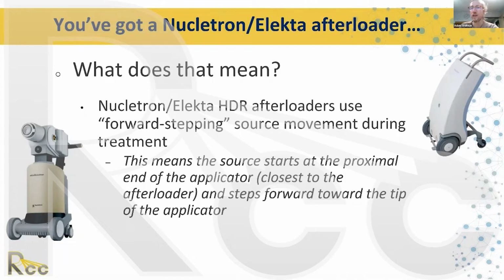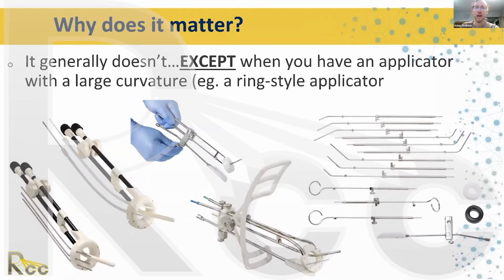And for Nucletron Elekta HDR afterloaders, it's the opposite. They're forward stepping. This means that the source starts at the proximal end of the applicator, closest to the afterloader, and steps forward towards the tip of the applicator. And we'll see throughout the presentation how there are big differences in how the two are handled with big curvature in applicators like rings. So why does it matter?